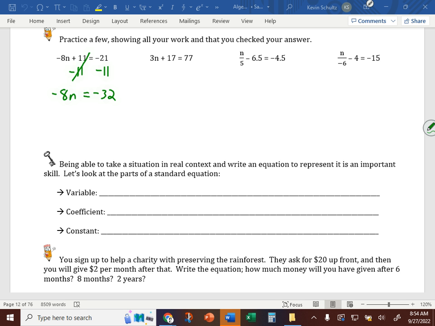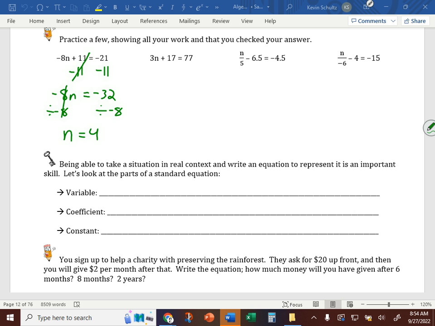Are you going to do it more? I am, because I'm not done yet. So you divide the negative 8 by negative 8, and you divide the negative 32 by negative 8. Yes, because the operation being done here is negative 8 times n. What undoes that is dividing by negative 8, division being the opposite of multiplication. Negative 8 divided by negative 8 cancels out, and negative 32 divided by negative 8 is a positive 4. Okay, n equals positive 4.